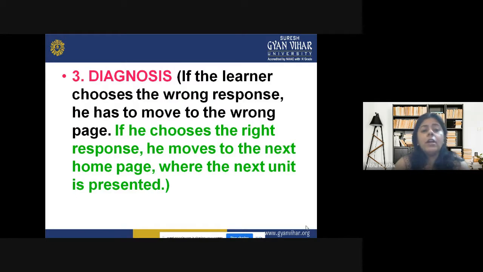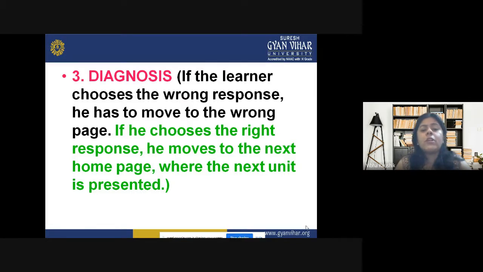Now the third is diagnosis. If the learner chooses the wrong, incorrect response, he has to be moved to the wrong page. The instructions will take him to the wrong page.